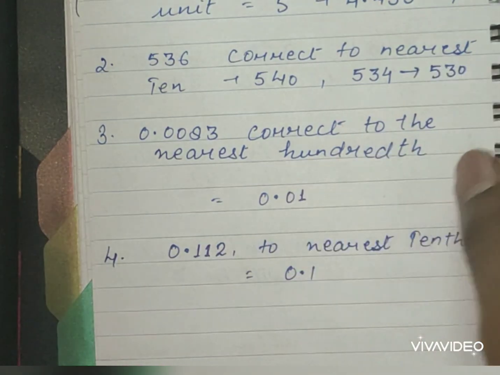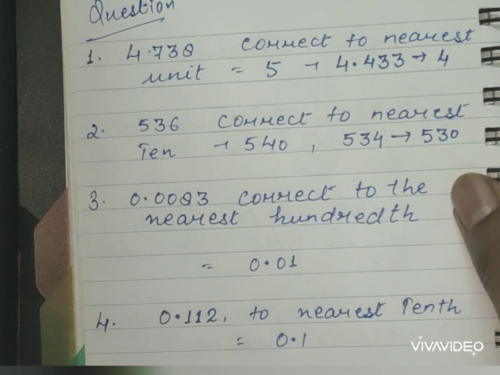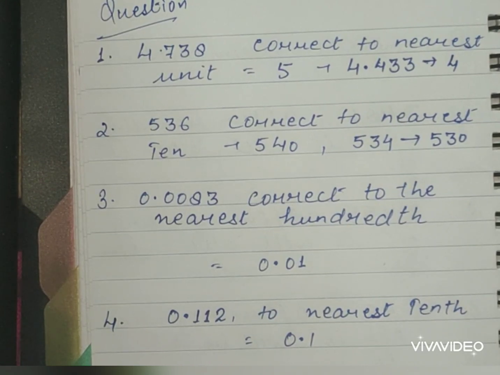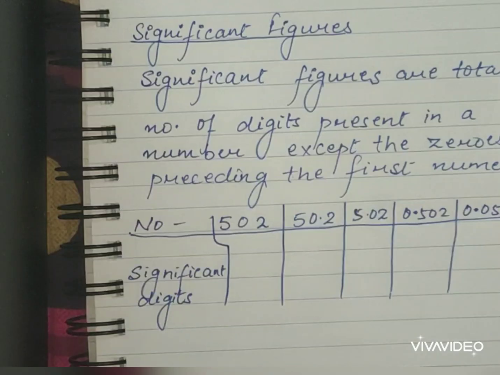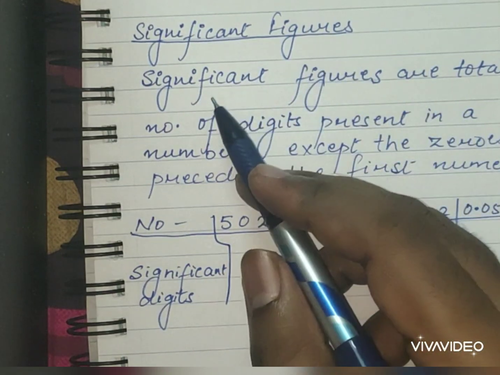I hope you have understood how to round off the digit to the nearest unit or 10 or 100. Let's move on to the next topic. Clear? Now let's see what is a significant figure.